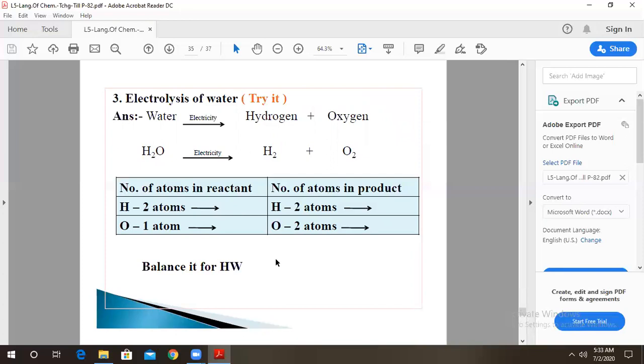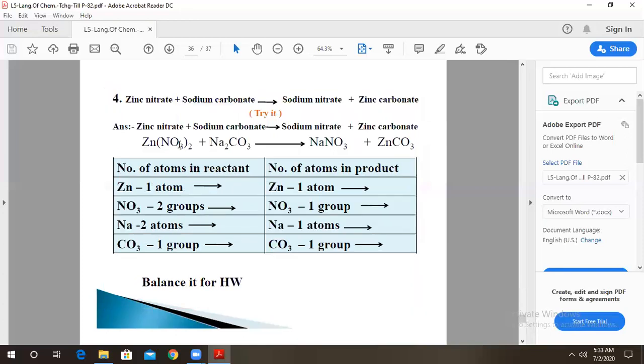Yeah, let's move towards the next one. Zinc nitrate plus sodium carbonate forms sodium nitrate plus zinc carbonate. So dear friends, this nitrate is a polyatomic ion. How many times is this nitrate? 2 times. So on the product side also, this should be 2 times nitrate. Consider it as a single unit. Polyatomic ions have to be considered as a single unit, always.